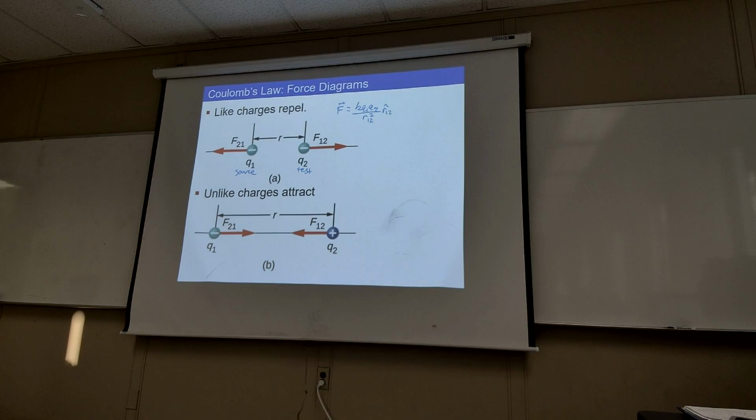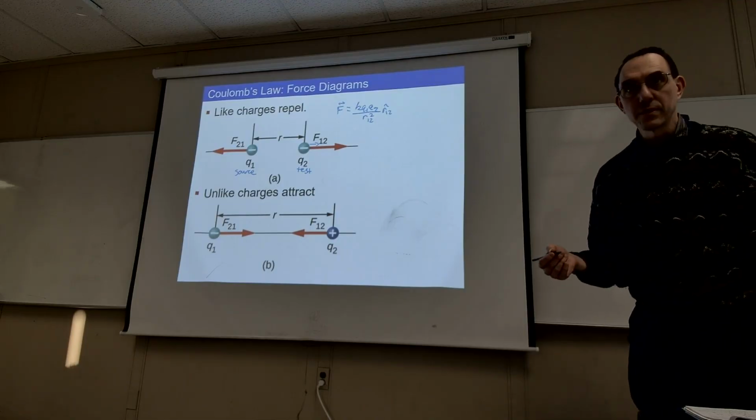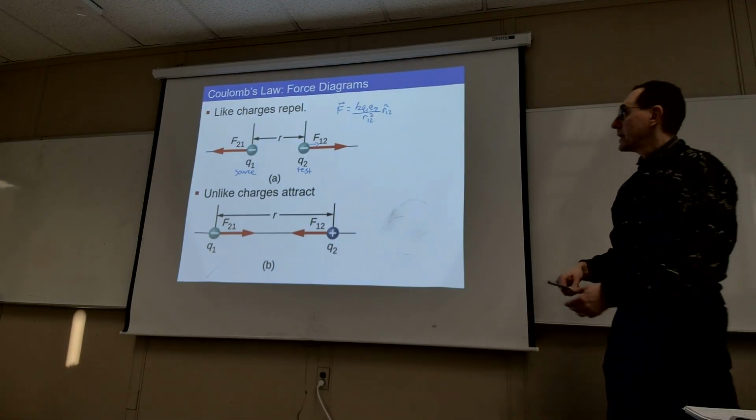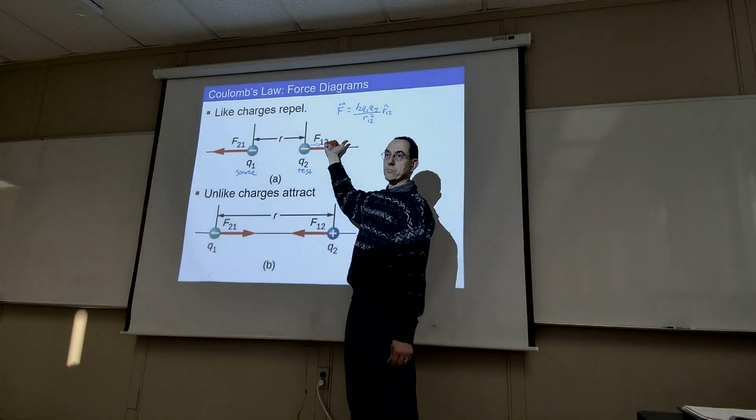So the vector that points from 1 to 2 is off this way. And we now look at the product of my charges. Q1 is negative, Q2 is negative. What's negative times negative? Positive. Negative times negative is positive. So if I take a positive number times this vector, I get a vector in that direction.